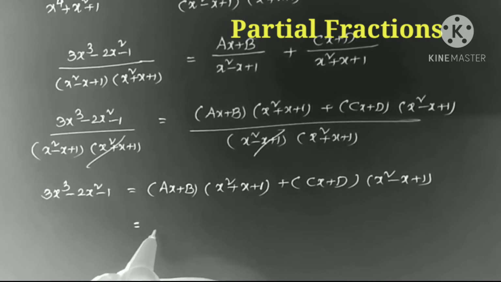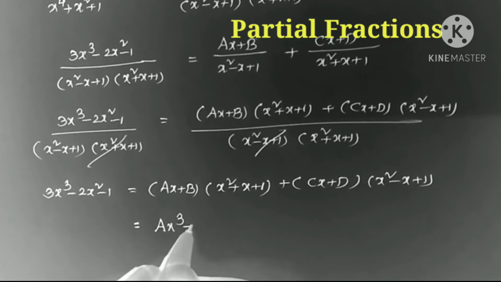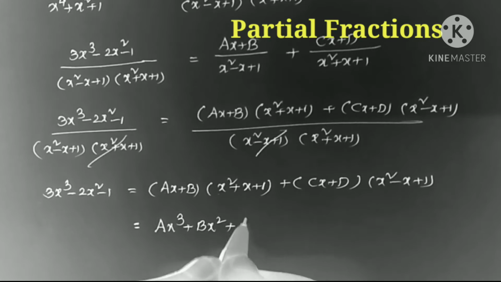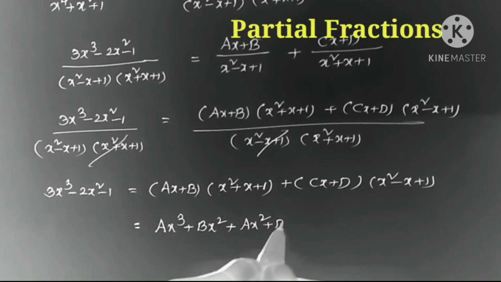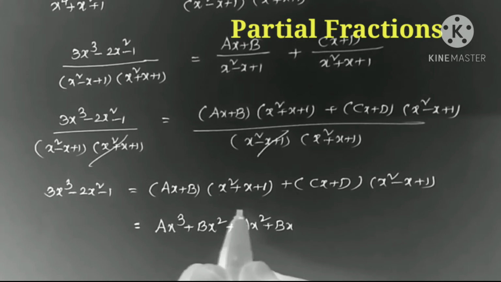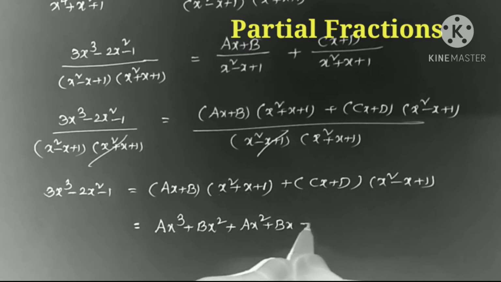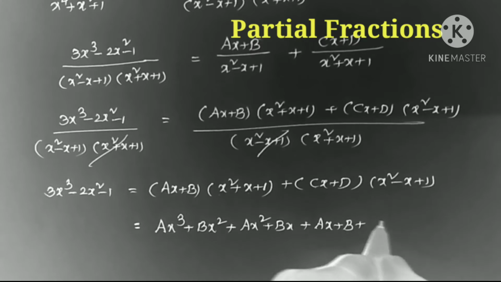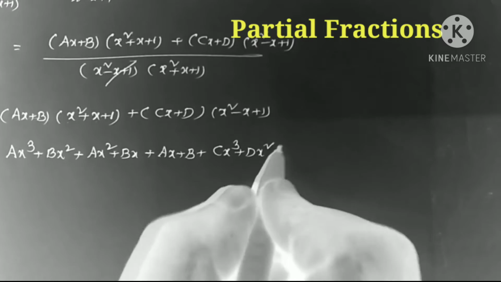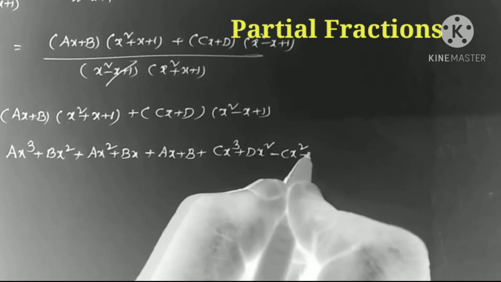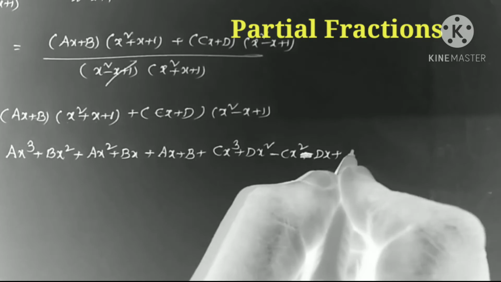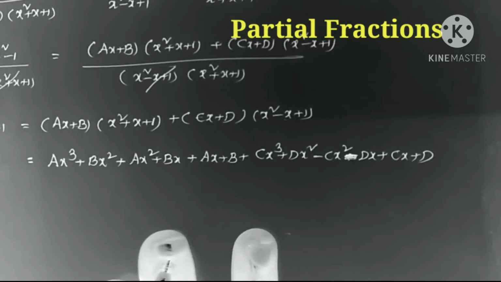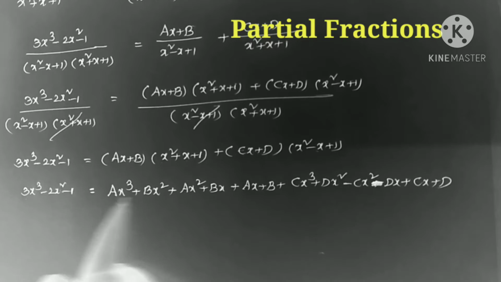First we multiply the values here: ax³ + bx², multiplying these two by x², plus ax² + bx, multiplying those two terms by x, plus 1 into these two values, that is ax + b, plus cx³ + dx², minus cx² minus dx plus cx + d, 1 into these two, plus cx + d. So 3x³ − 2x² − 1 is like that.